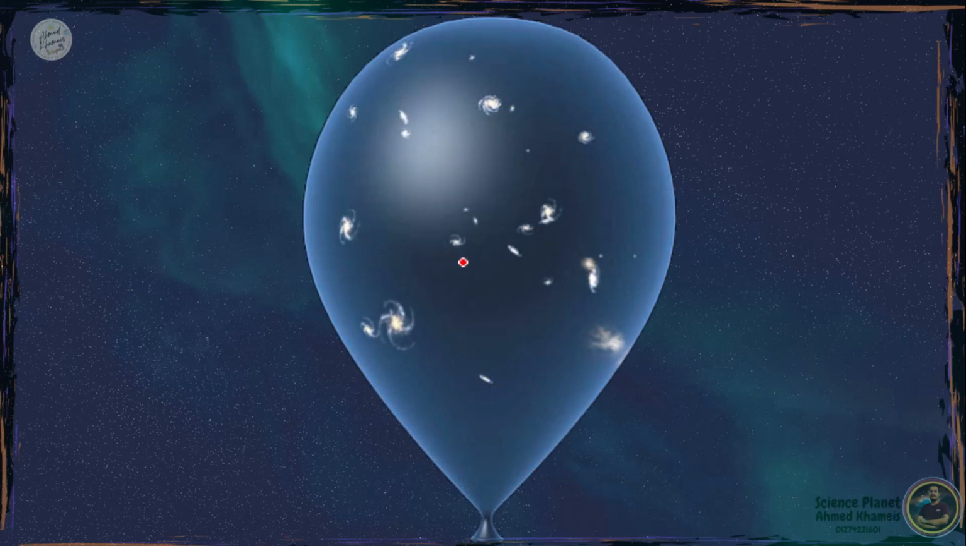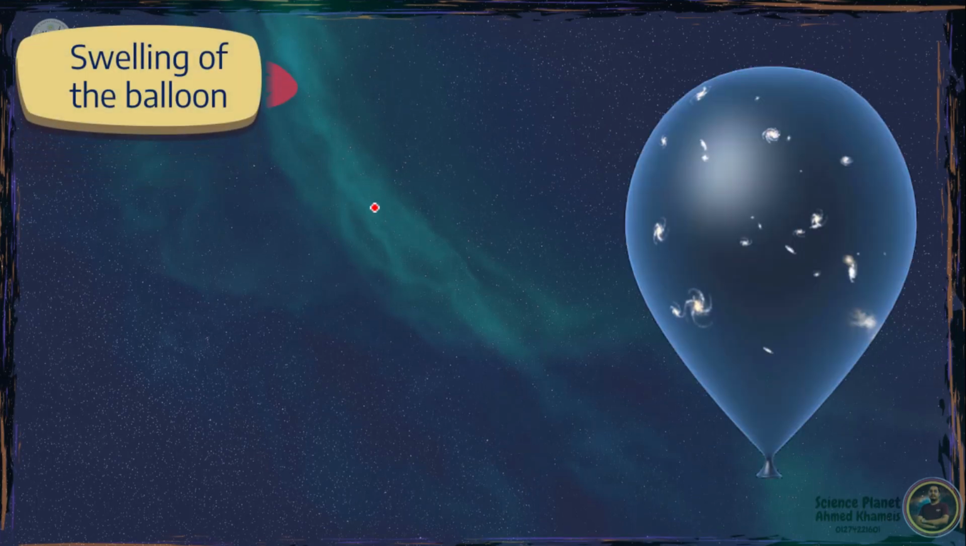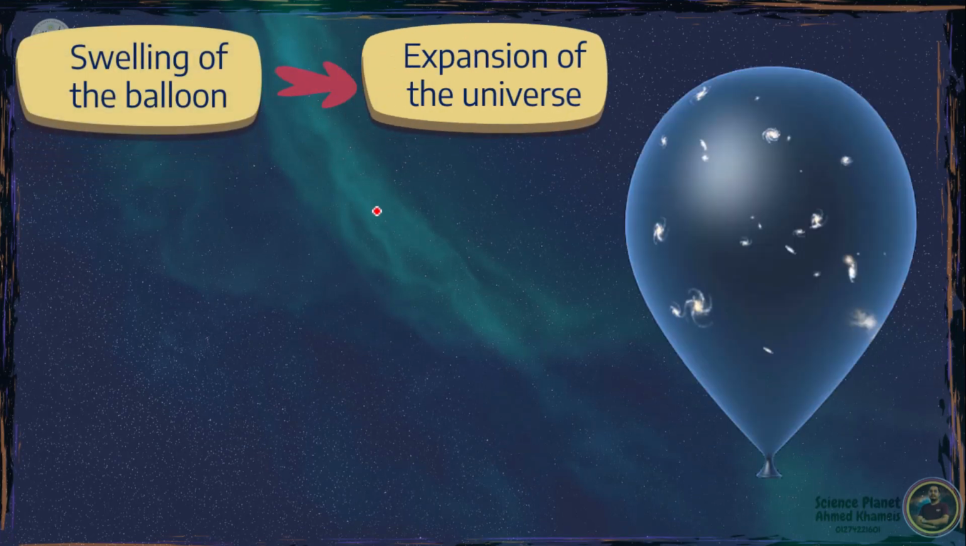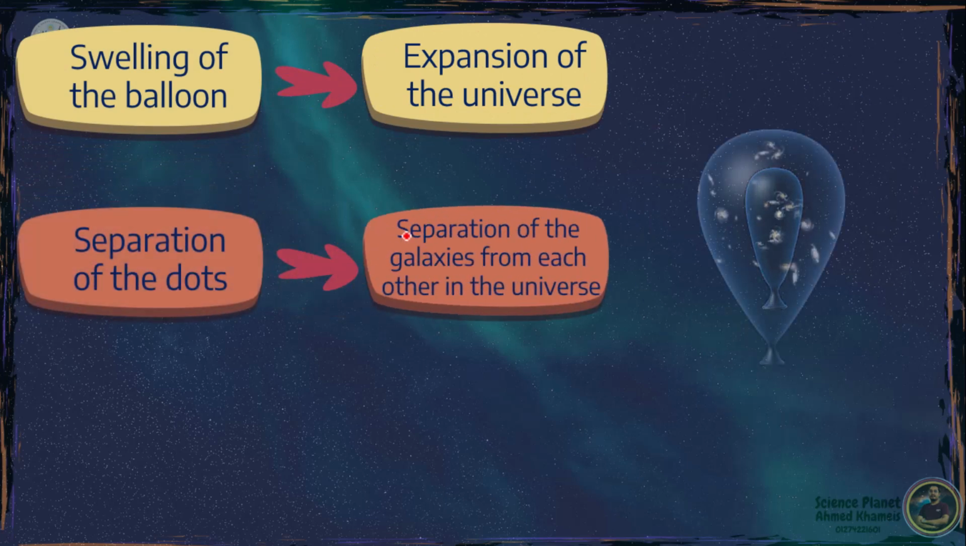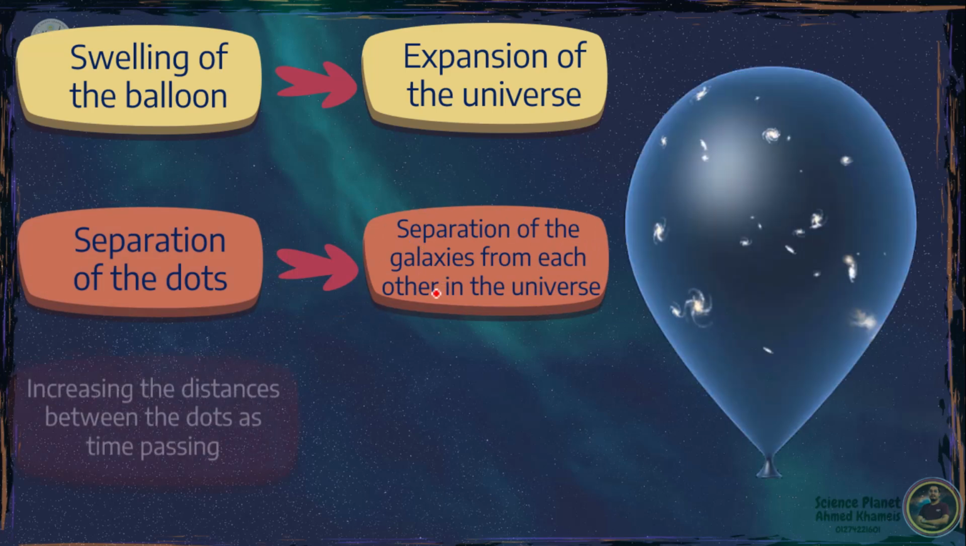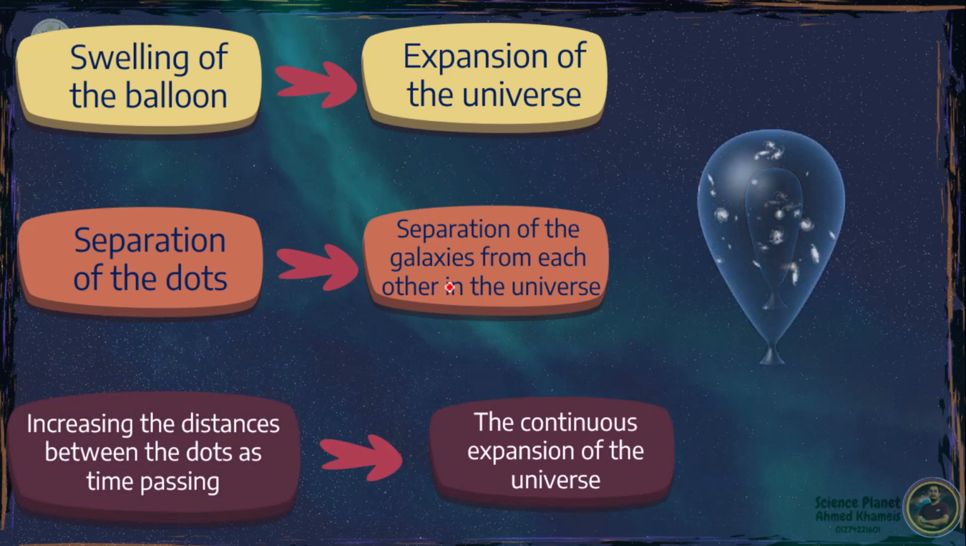So we use this to represent the expansion of the universe as follows. The swelling of the balloon represents the expansion of the universe, the separation of the dots expresses the separation of the galaxies from each other, and the increasing distance between the dots represents the continuous expansion of the universe.